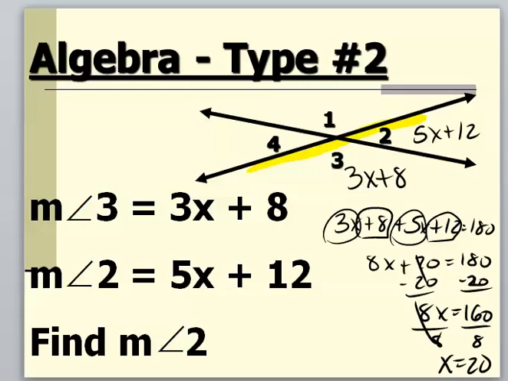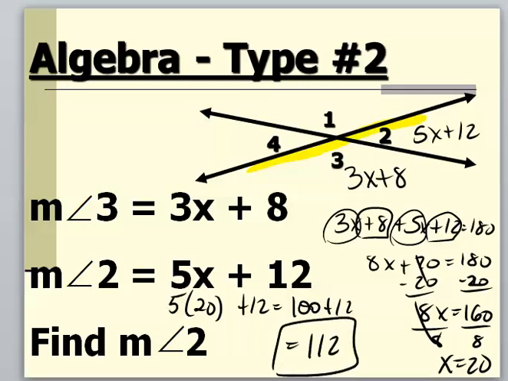This is asking for the measure of angle 2, so we're going to do 5 times 20 plus 12. 5 times 20 is 100, plus 12 is 112 degrees. Again, if you plug into the other angle, you should get 68 because 112 plus 68 does add up to 180, and that is a way you can check your answer.